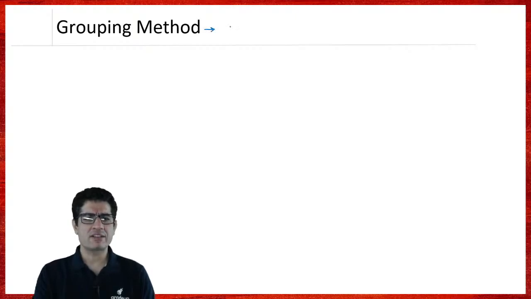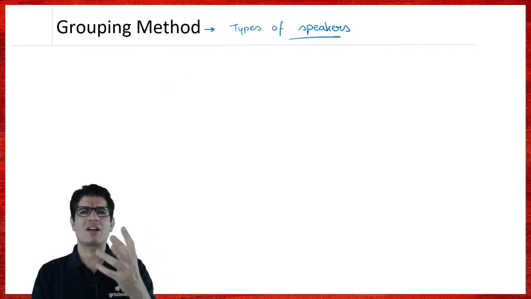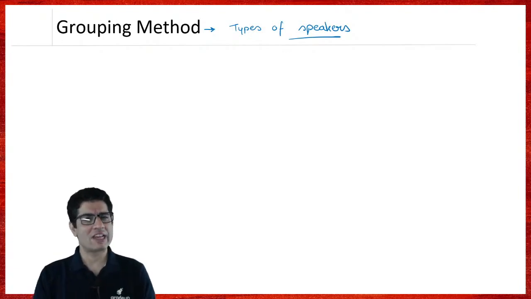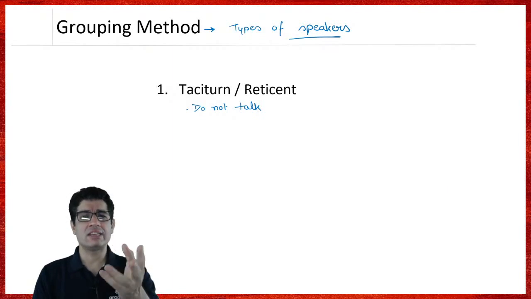So you'd see different types of speakers on the basis of their speech habits. है ना, अलग अलग तरह के स्पीकर्स होते हैं ना, क्योंकि उनके हैबिट्स बोलने वाले, कम्युनिकेशन वाले अलग अलग होते हैं. So चलो, let me tell you about different types of speakers. So there are speakers who are taciturn or reticent. These are people who do not talk. ये बोलते ही नहीं हैं या ये बोलना पसंद नहीं करते हैं.